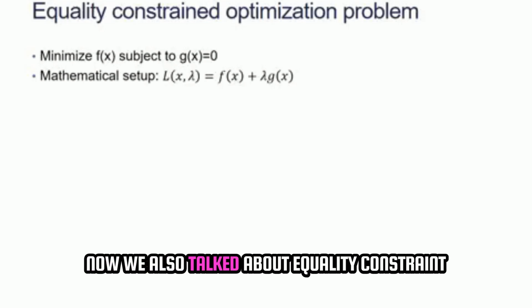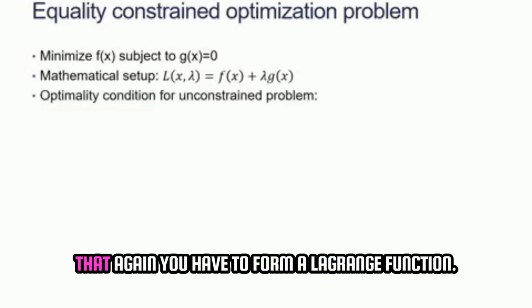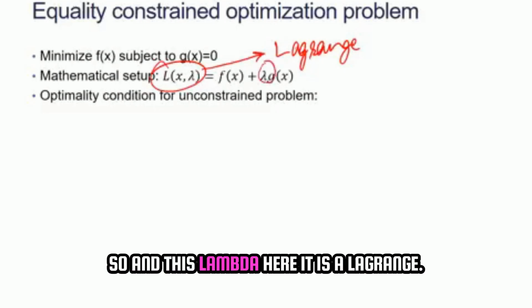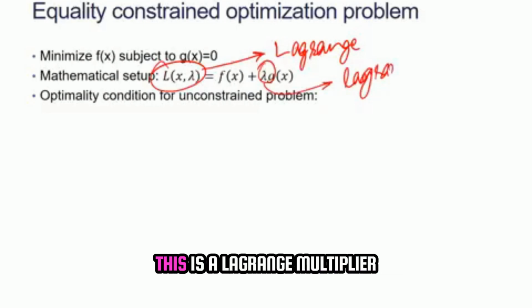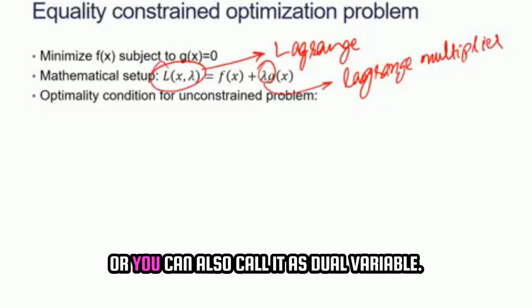Now, we also talked about the equality constraint optimization problem, and I told you that you have to form a Lagrange function. This is known as the Lagrange function. And this lambda here is a Lagrange multiplier, there are a lot of names for it, or you can also call it a dual variable.